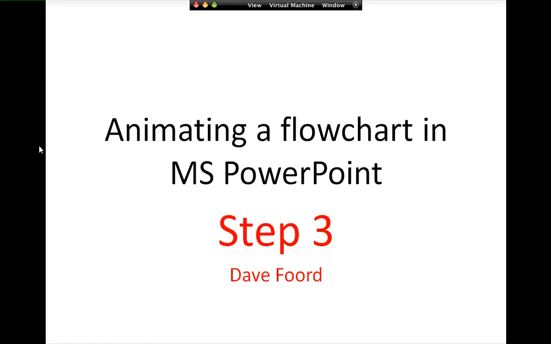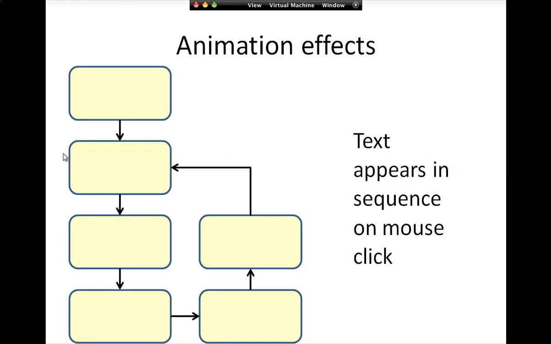This is the third presentation in a sequence looking at the animation effects within PowerPoint. Now in this screencast we're going to look at the effect created where we're going to bring the text in one at a time by clicking the mouse. So just making the text appear but in the pre-prepared structure. This is actually very simple.